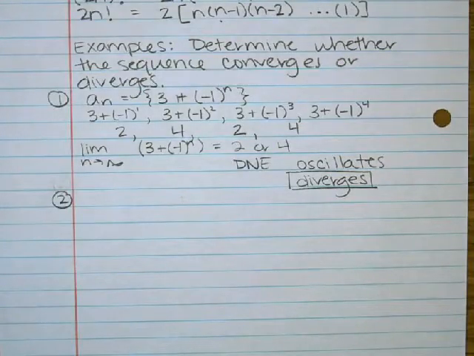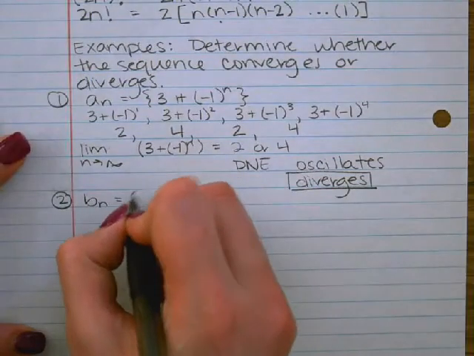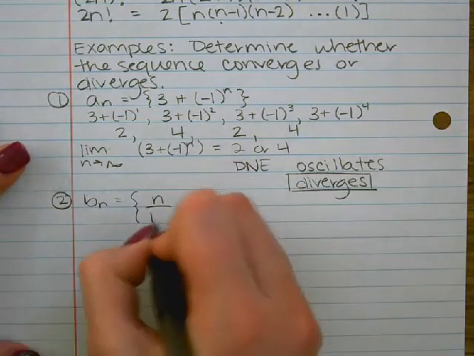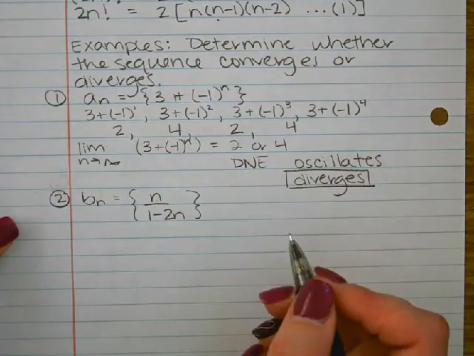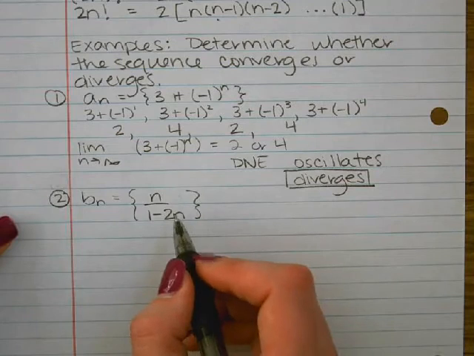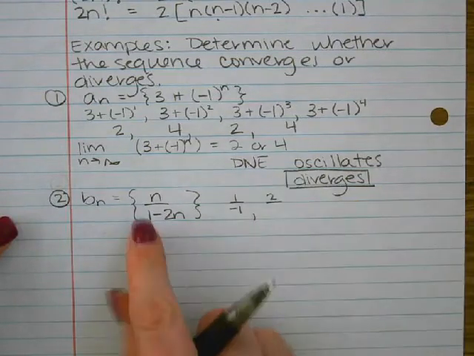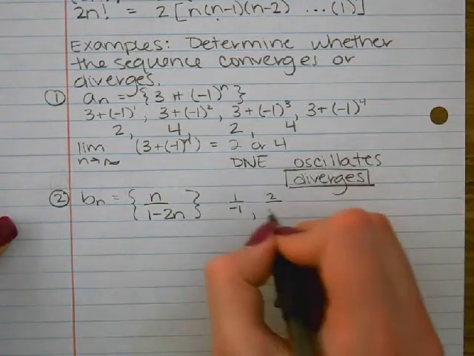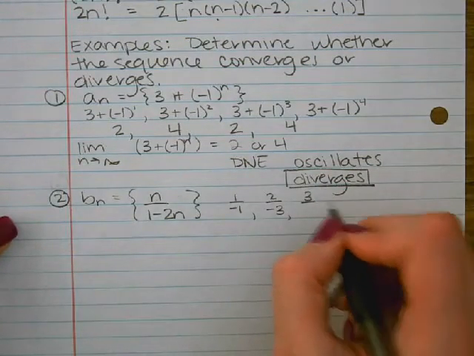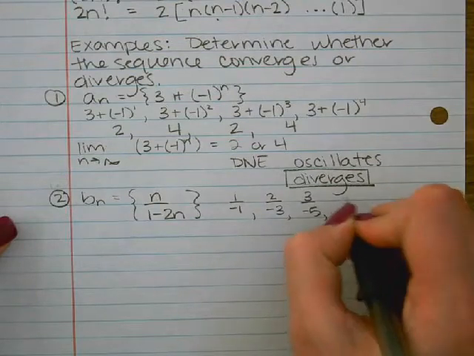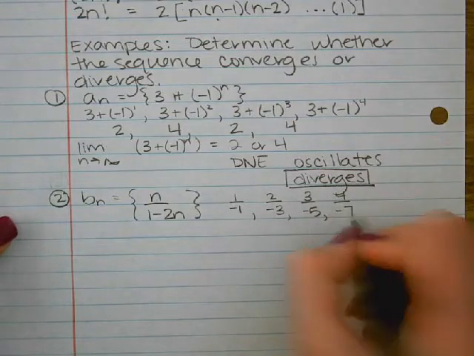All right, second example, we're going to say b sub n this time, just to be tricky. So this is n over 1 minus 2n. For the first term, that's going to be 1 over 1 minus 2 times 1. So that's 1 over negative 1. For our second term, that's going to be 2 over 1 minus 2 times 2, so that's negative 3. Our third term is going to be 3 over 1 minus 2 times 3, so that's negative 5. Our fourth term is going to be 4 over 1 minus 2 times 4, so that's negative 7, and so on.